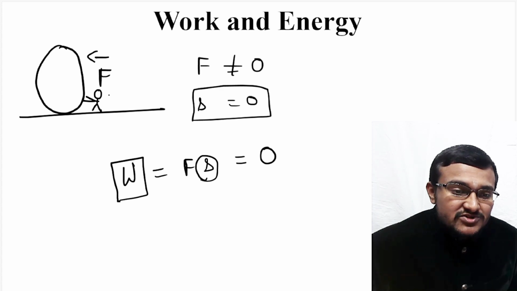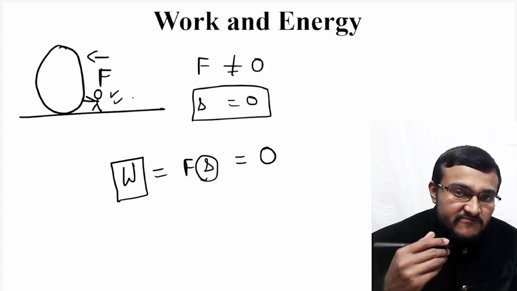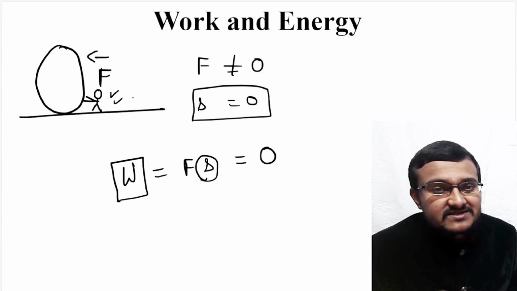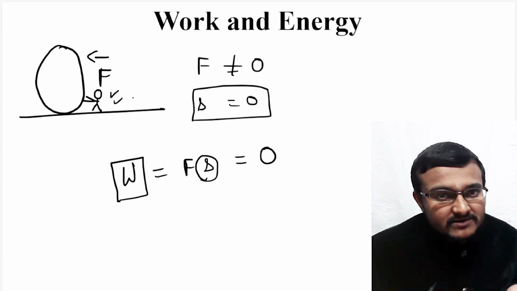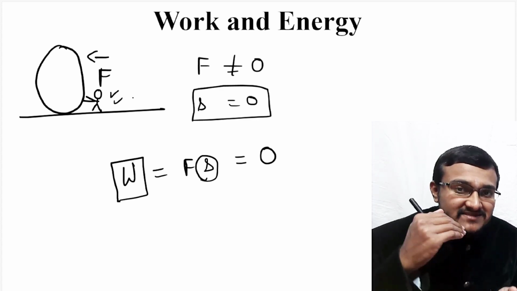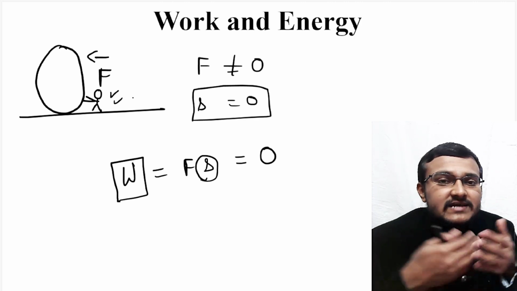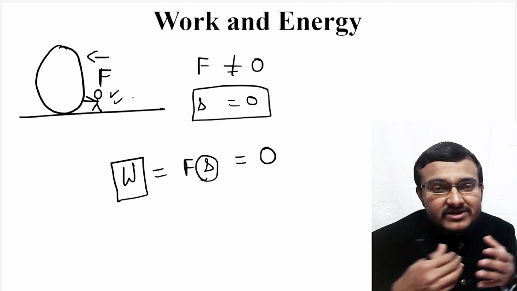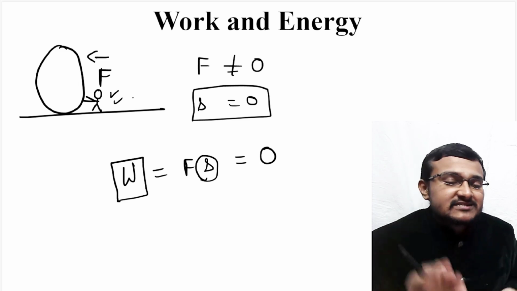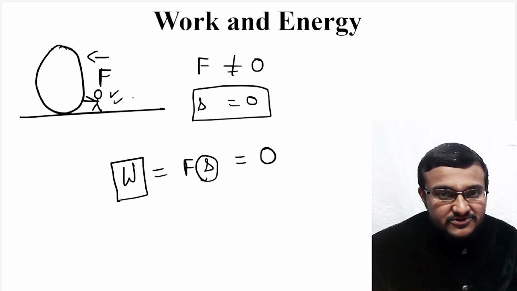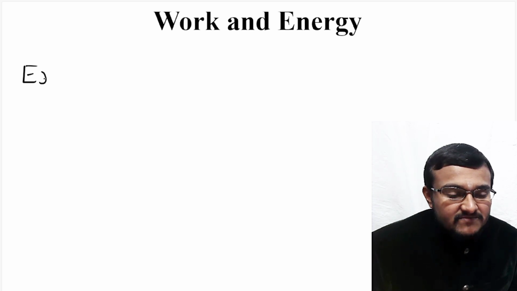So even though this person is putting force, even though he is exhausting his energy, still the work is not done. If you ask science whether this person has done some work or not, the answer is no, because work is not done. He has put some force, but work is not done because displacement is 0. So here you have one example.